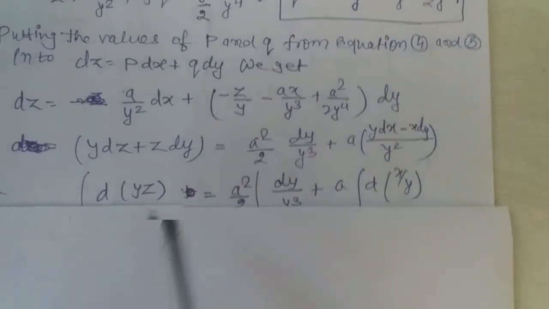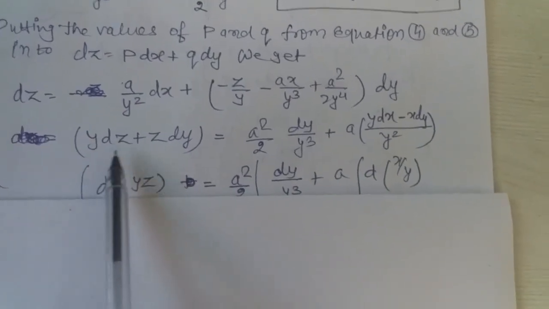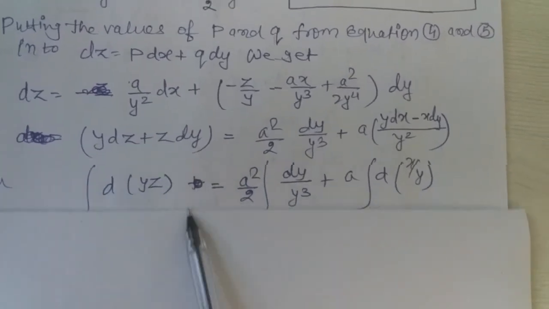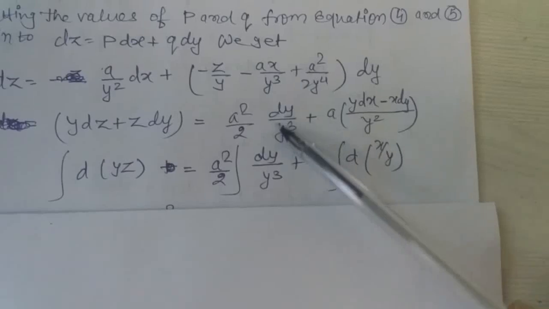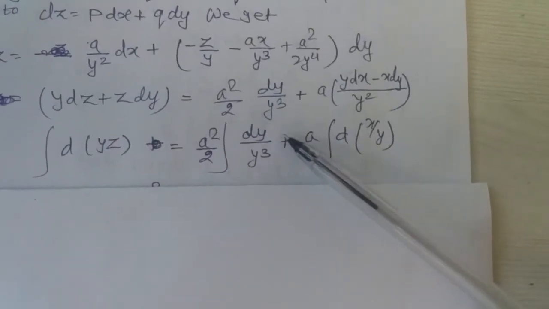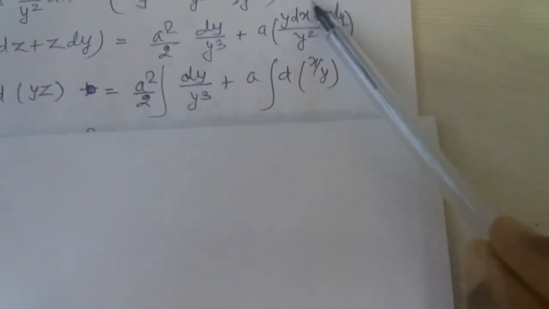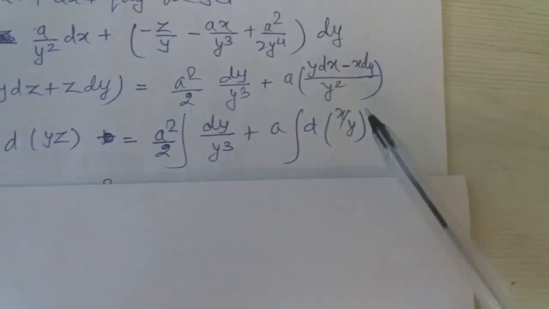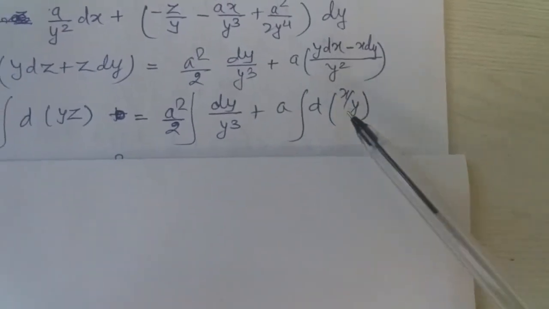Now look at this expression. This is what? y dz plus z dy. So this is the derivative of yz. Here the variables are separated: dy upon y cube plus a. This is the derivative of x by y. So we write the derivative of x by y.